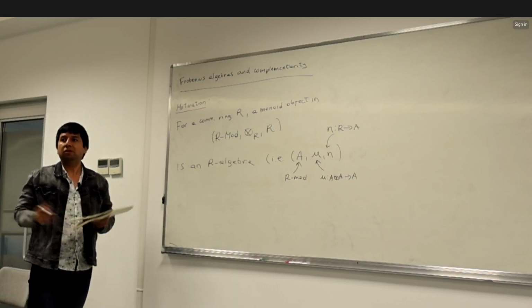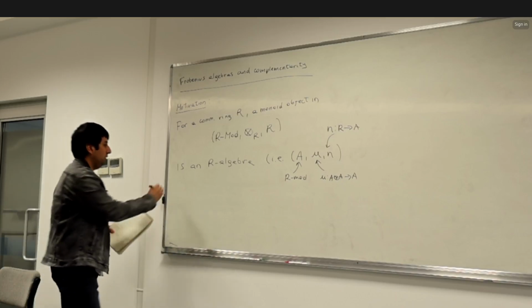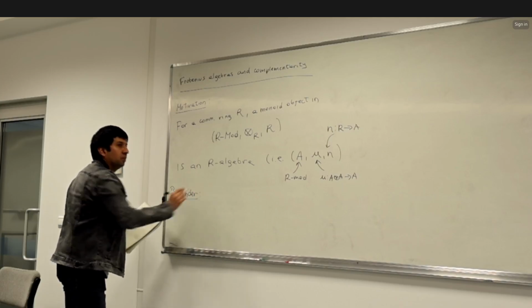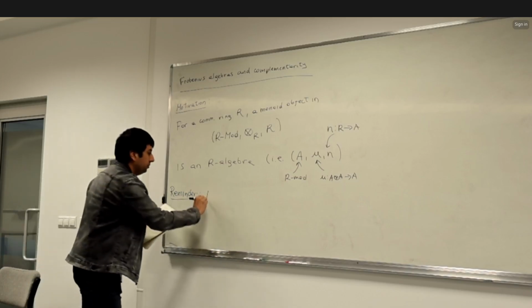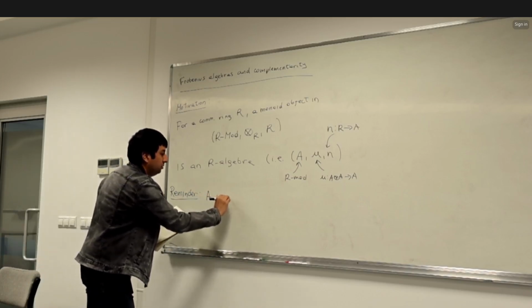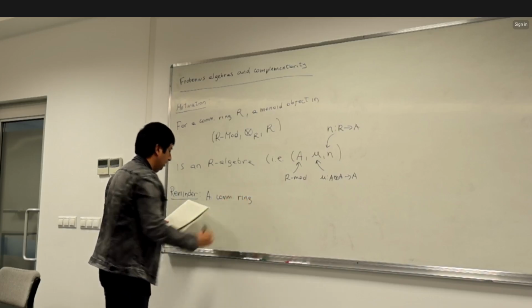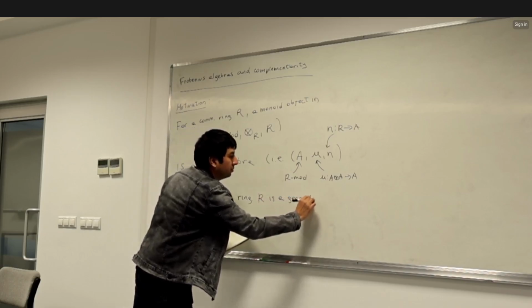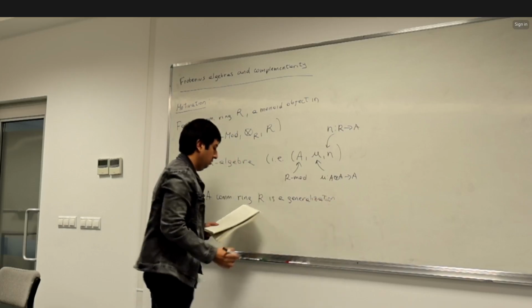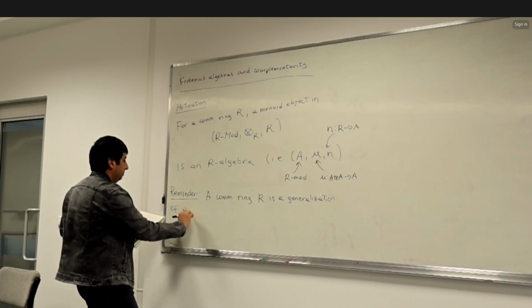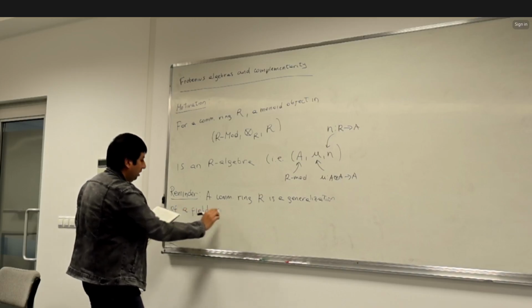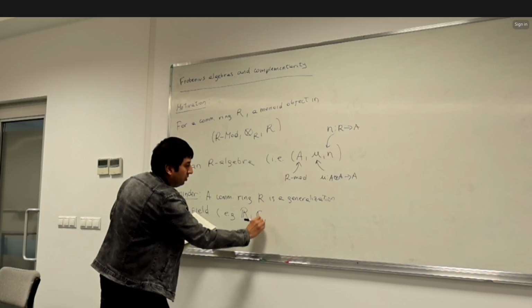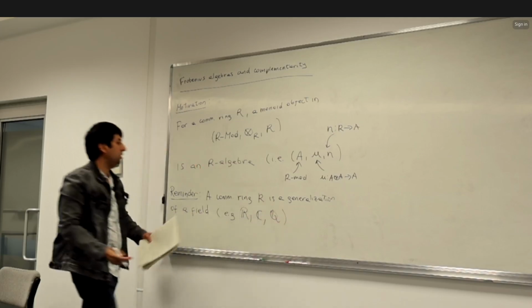Everybody here is familiar with the notion of commutative rings, but maybe a short reminder. A commutative ring R is a generalization of a field. A field is, for instance, the reals, complexes, rationals, etc.